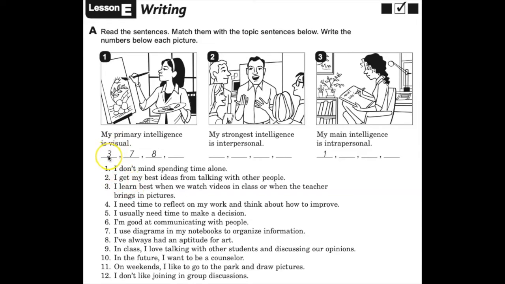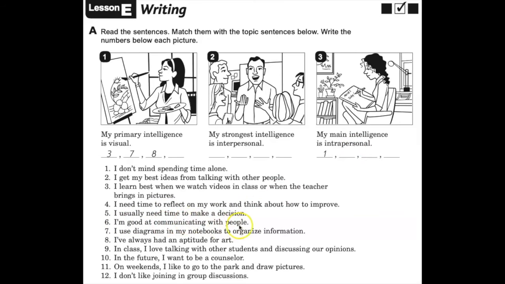Okay, so you see how the worksheet has done it for you. So number 3 is visual. This person likes to see things. Number 4, I need time to reflect on my work and think about how to improve. Is that person visual, if you're reflecting, working with other people, interpersonal, or intrapersonal? Okay. Number 5, I usually need time to make a decision. Okay. Is that visual, interpersonal, intrapersonal? Write the number under the word.